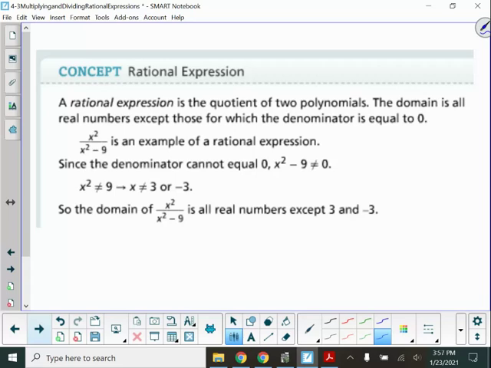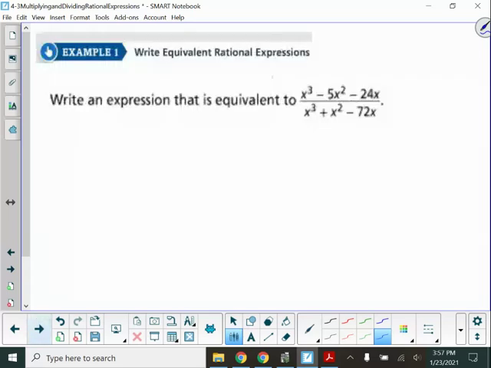That's an example of a rational expression. The denominator can't equal 0, so that means x squared minus 9 can't equal 0, which means 3 and negative 3 are the 2 values that x could not equal. The domain of this function then would be all real numbers except 3 and negative 3. So as we are moving through this section, if it asks you to state the values that the denominator cannot equal, you would have to consider where the original denominator is equal to 0.